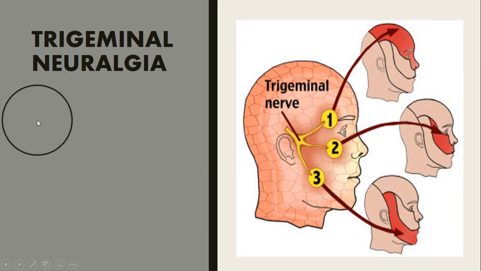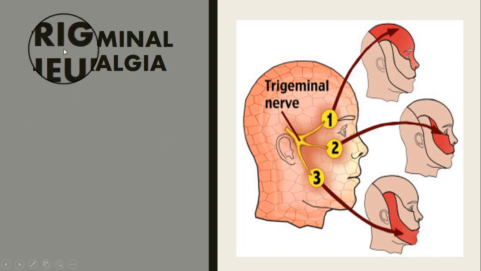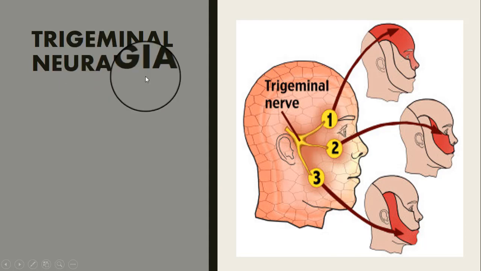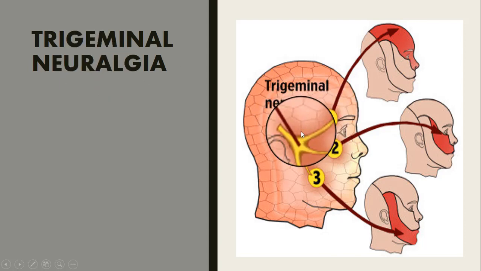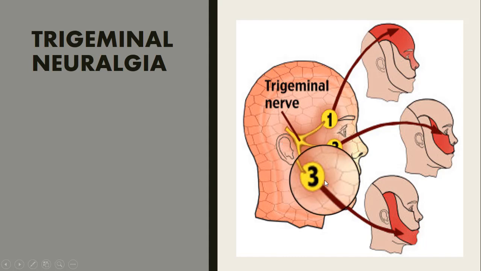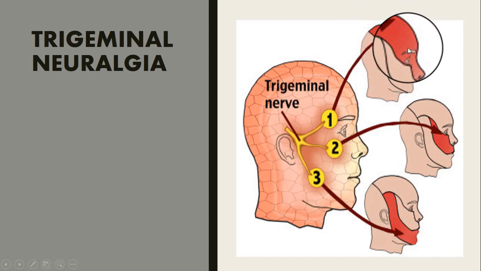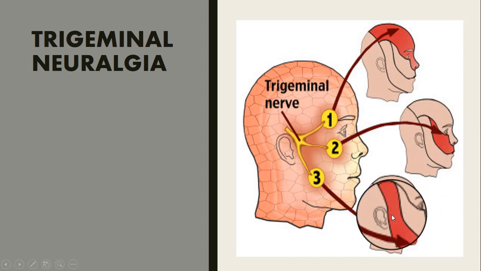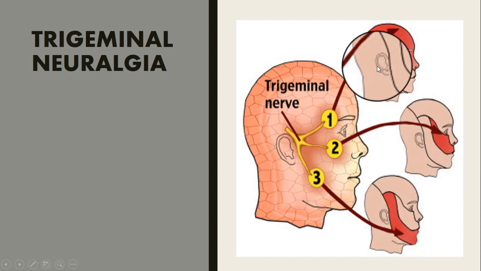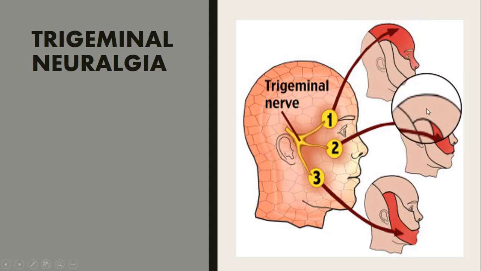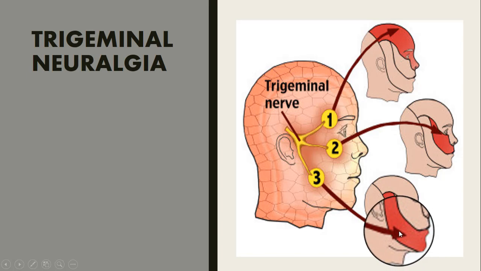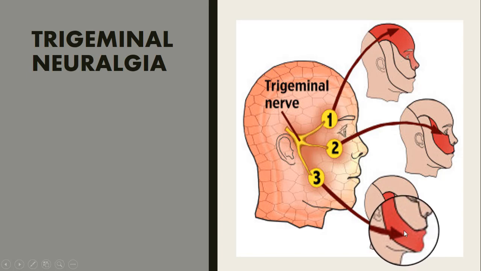Now let's talk about the second type of neuralgia, that is trigeminal neuralgia. This type of neuralgia is associated with pain from the trigeminal nerve on your face, which travels from the brain and branches to different parts of the face. The pain can be caused by a blood vessel pressing down on the nerve where it meets the brain. It can also be caused by multiple sclerosis.